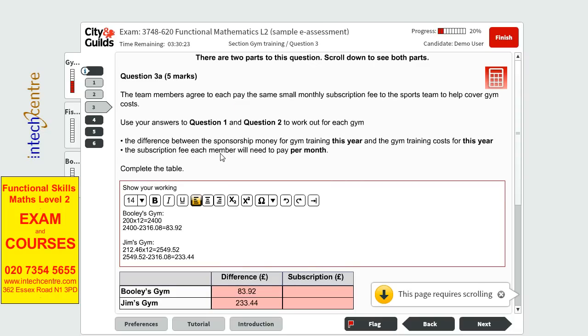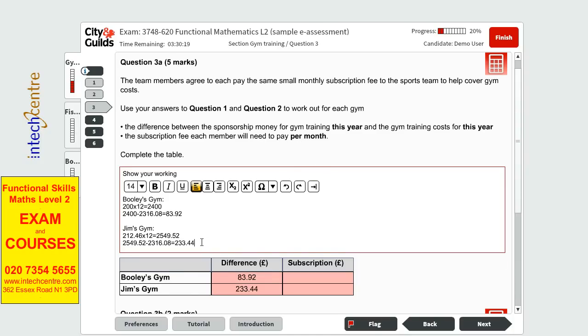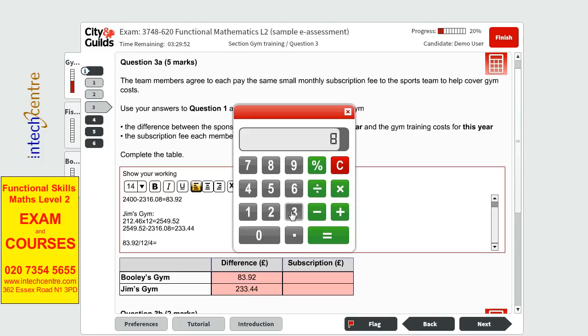It says the subscription fee each member will need to pay per month. So now we know that from our calculation this was per year for both of them, and then we subtracted the sponsorship money per year, which means that the sums we have here are again per year. Therefore, we have to do 83.92 divided by 12 months, and then we divide it by 4 people, because that's how many team members we have in the team. So 83.92 divided by 12 months divided by 4 people, it will give us a cost of 1.75. You can round it up in this case. We have 1.75.